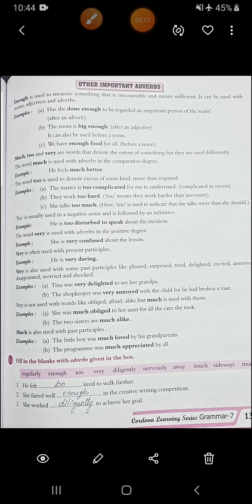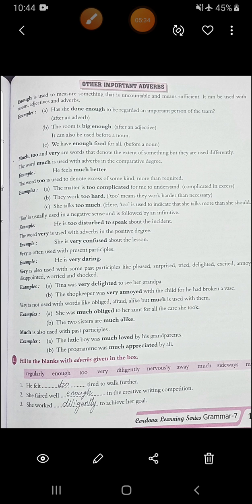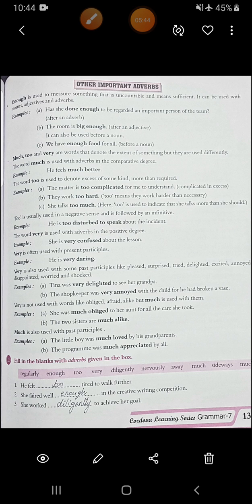Then the next words are much, too, and very. See, these are the words that denote the extent of something, but they are used differently. They show something that is approximately equal, but they are used in a different way. See the first word, the word much is used with adverbs in the comparative degree. You use this word much with adverbs in the comparative degree, like he feels much better.